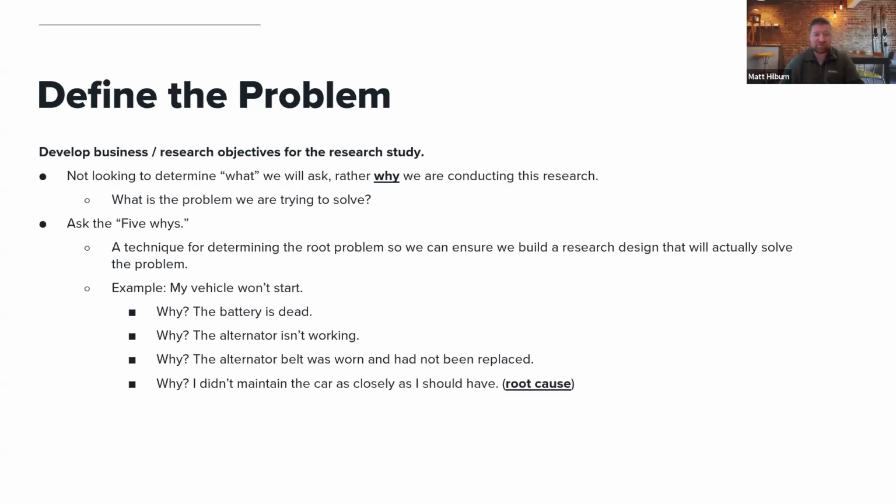So to use a non-research example, my car won't start. Okay, why won't it start? Well, the battery's dead. Why is the battery dead? Well, the alternator's not working. Why isn't the alternator working? It's because the belt was worn out and I didn't replace it. Okay, why didn't you replace it? Well, I just didn't maintain my car as well as I should have. So the issue that we're facing, which is that the vehicle won't start, that's not really the problem. The problem is that we don't have a good cadence for conducting car maintenance. And so this is the kind of exercise that we need to have as we're talking through research objectives.